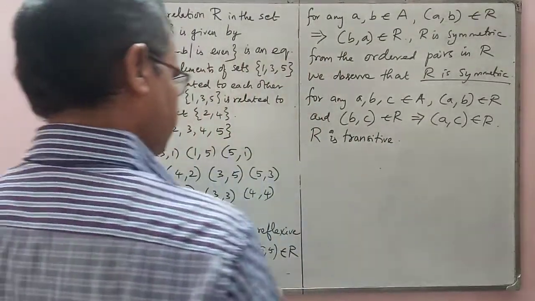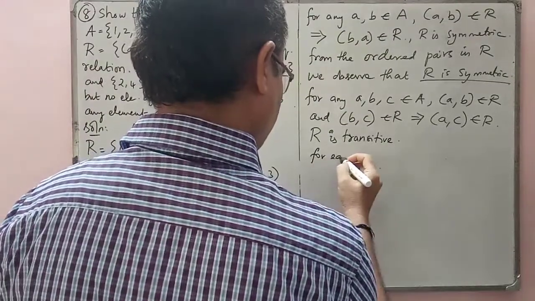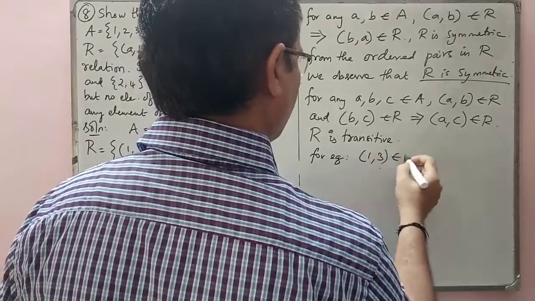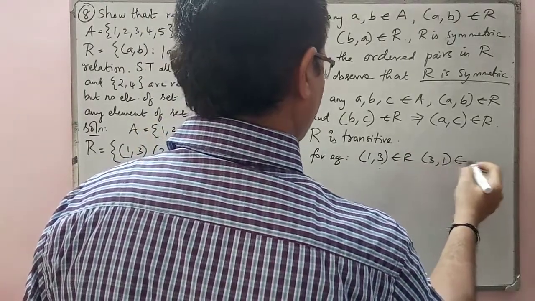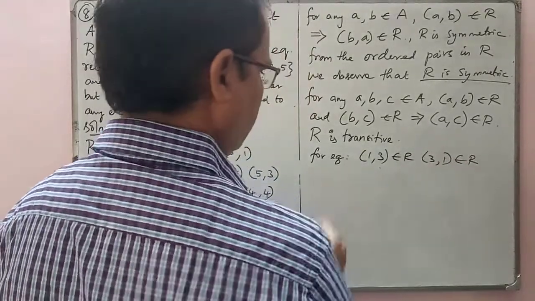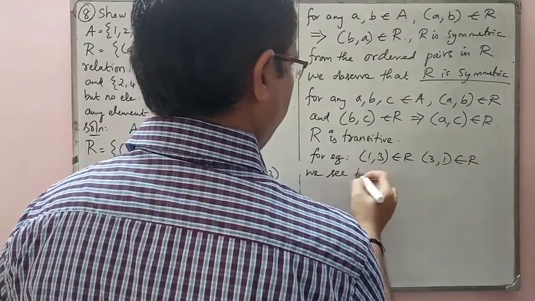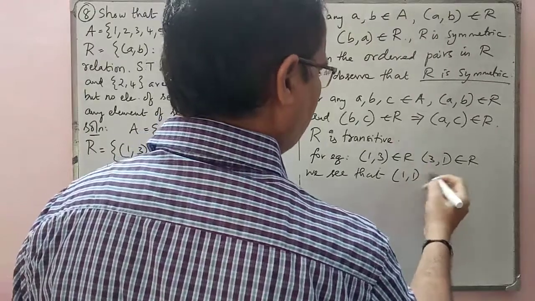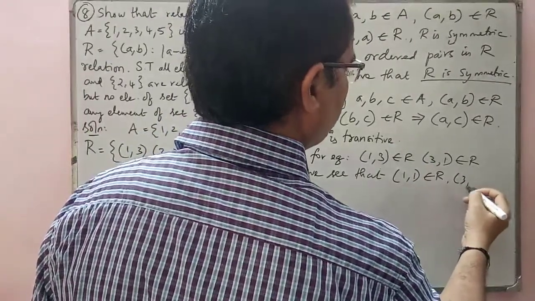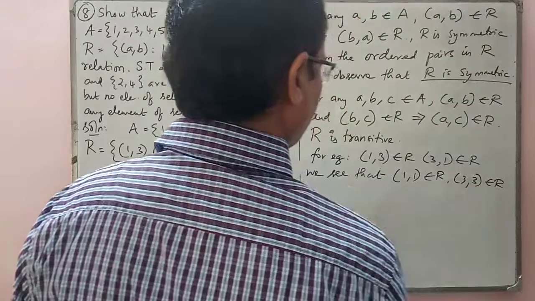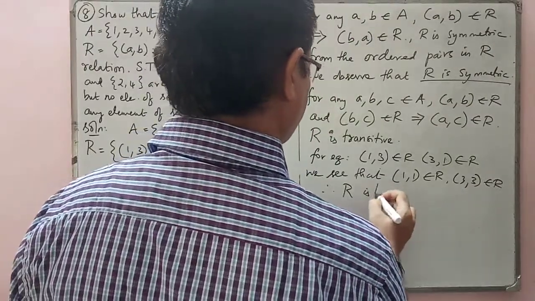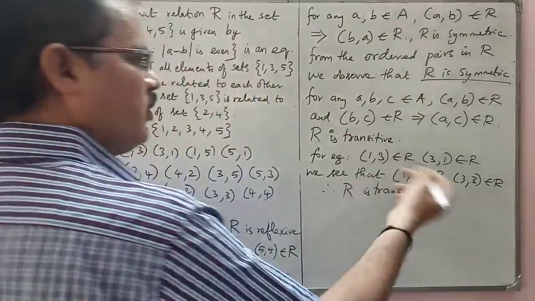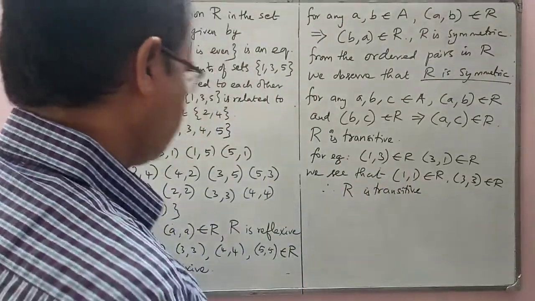For example, you take any example. If you take (1, 3) belongs to R, (3, 1) belongs to R. I observe that (1, 1) is also there, (3, 3) is also there. 1 comma 1 also belongs to R, 3 comma 3 also belongs to R. Therefore R is transitive. Like this you can take one example and also you can prove it is transitive.